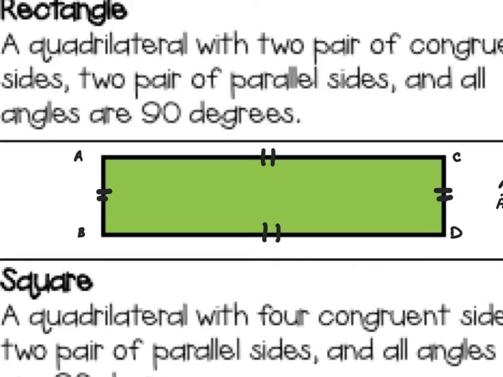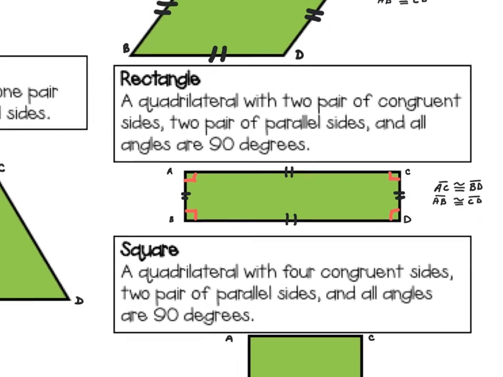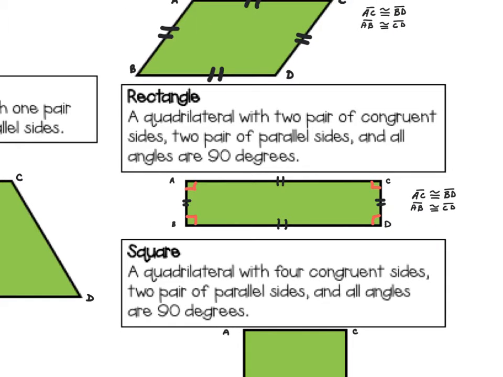Superb, my friends. Now, the only other added information is that this is a 90-degree angle, and that little L there means it's 90 degrees. And that also means that this is a 90-degree angle, this is a 90-degree angle, and this is a 90-degree angle, because all angles are 90 degrees. And bam, that is the information for a rectangle, my friends. Let's move on down to a square.